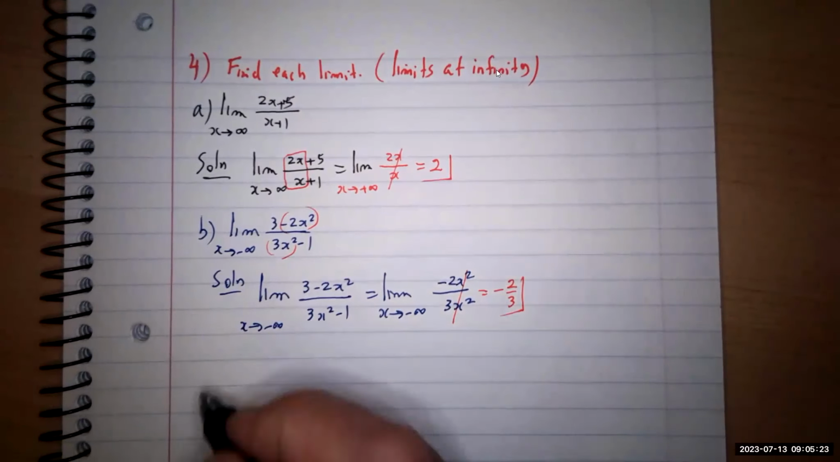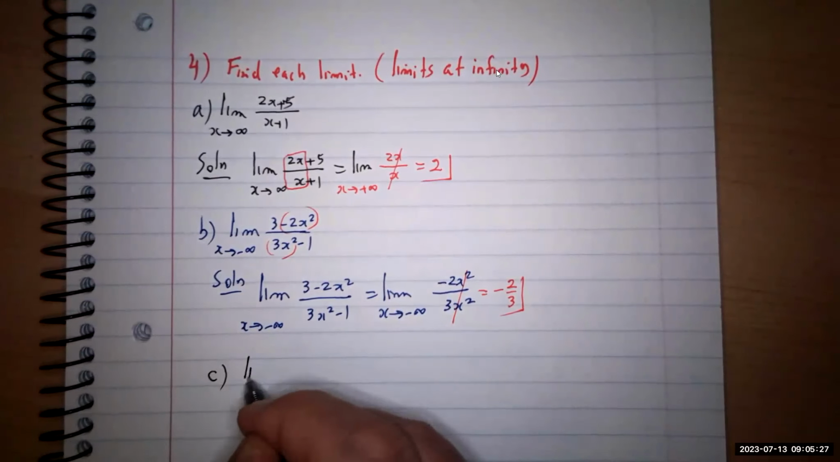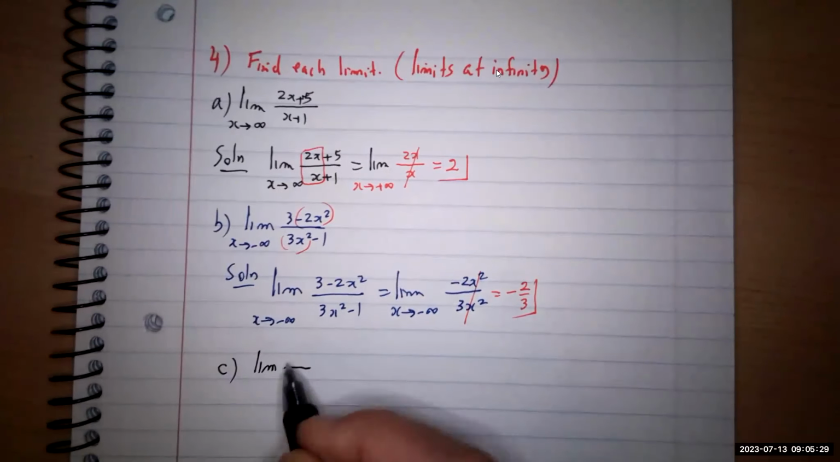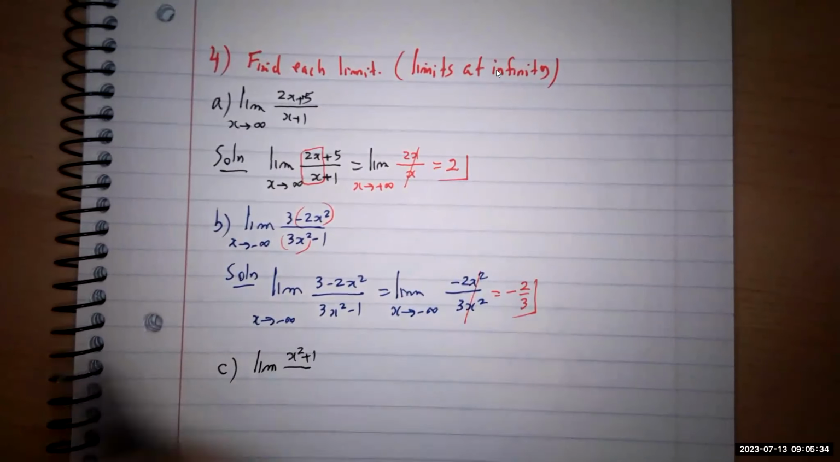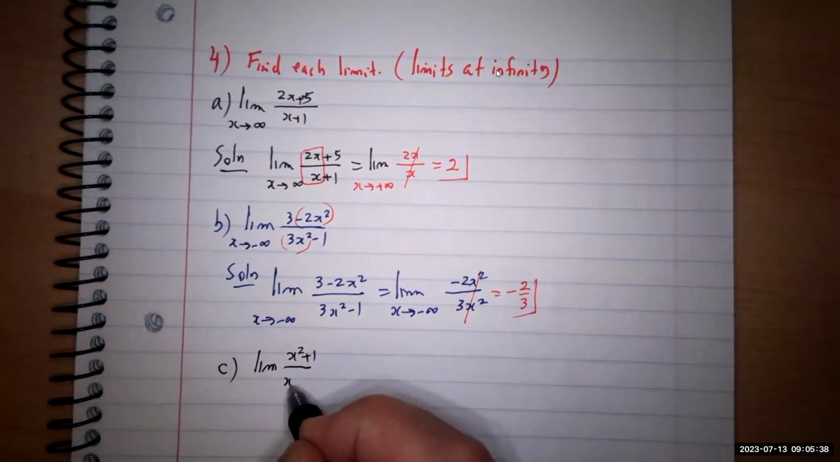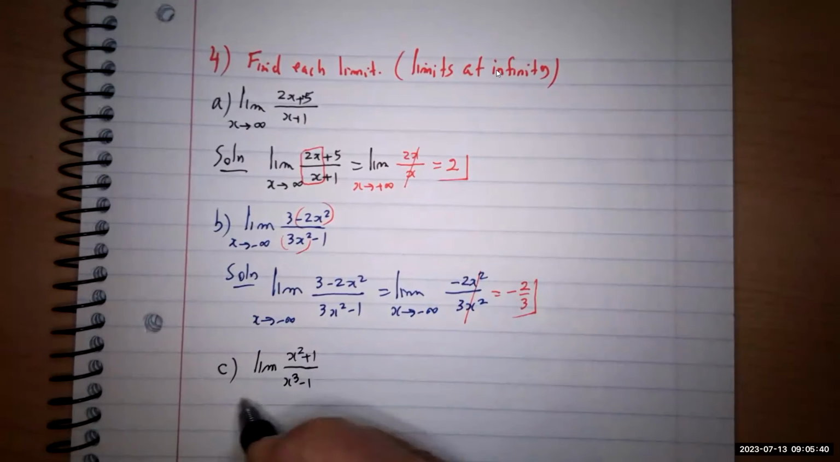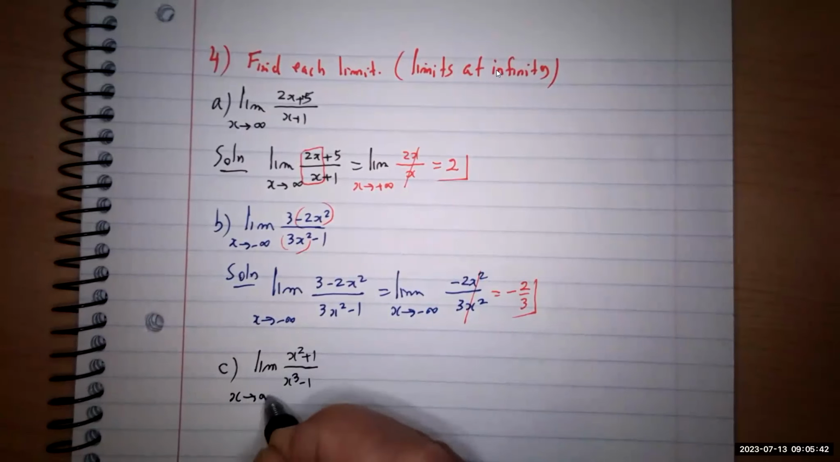Okay, case C. The case C is the limit of this function, the limit of x squared plus 1 divided by x cubed minus 1, x goes to infinity, which is the same as positive infinity.